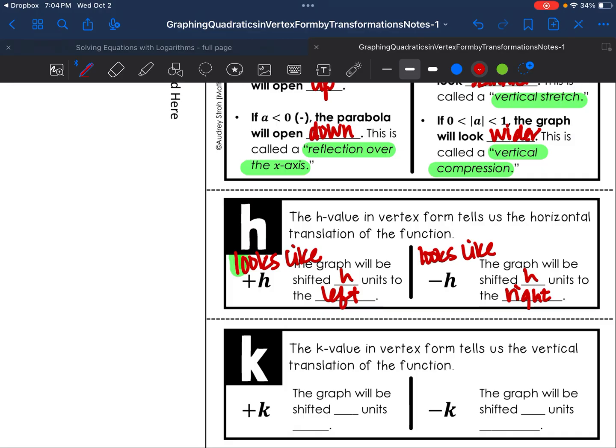And then finally we have our k value, that's what's added or subtracted at the end. If it looks like plus k, it's going to go k units up. And then if it looks like minus k, it's going to shift k units down.